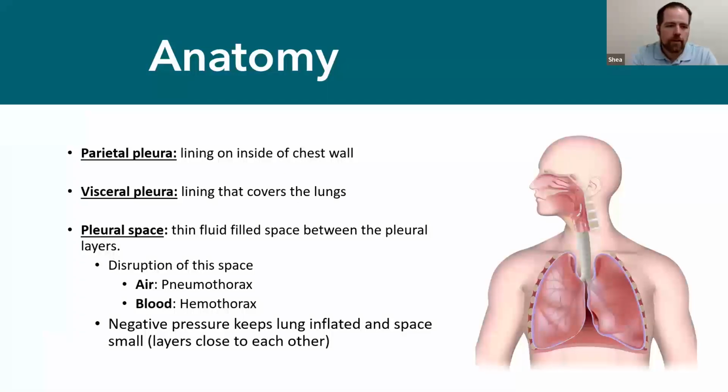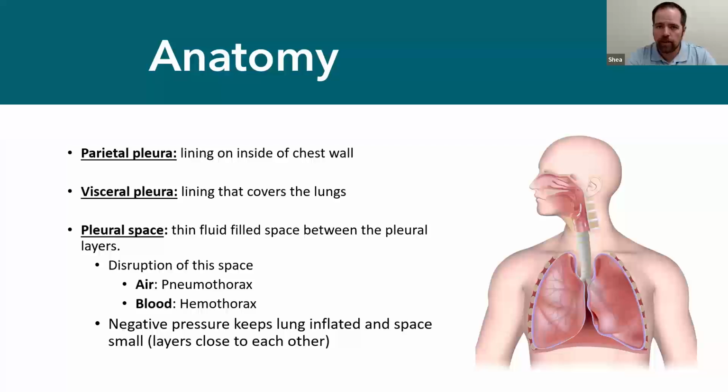So the anatomy. As a reminder, the parietal pleura is the lining over the outside of the chest wall. And then there's a second lining called the visceral pleura that covers the lungs. Those two pleurae create a potential space. This pleural space has a very thin fluid-filled space between those two layers. That's where air and blood collect: air during a pneumothorax, and blood collecting in that space would be a hemothorax. Obviously, you can have a little bit of both, a hemopneumothorax. Really, anything can collect in that potential space.